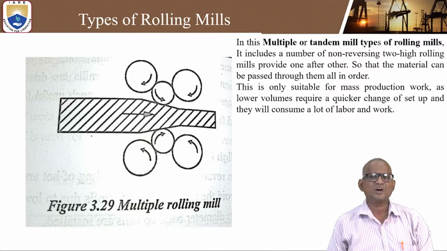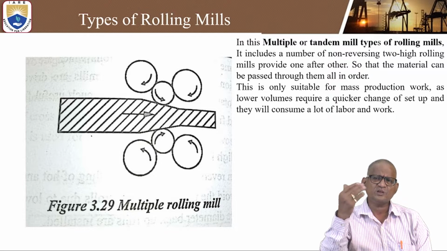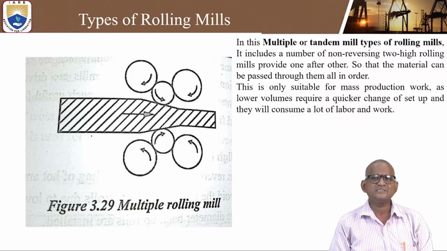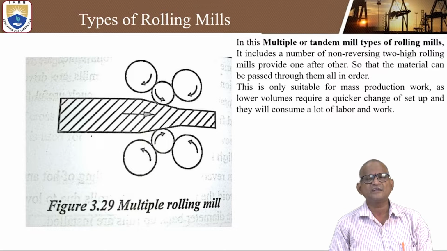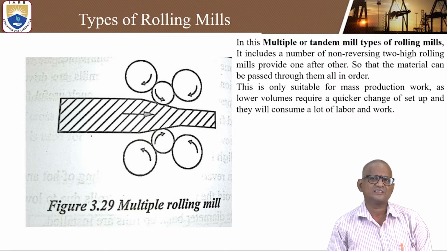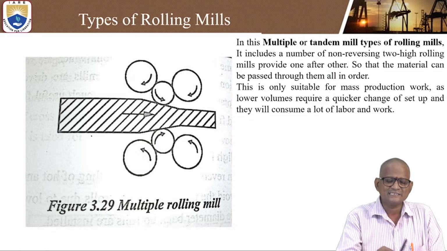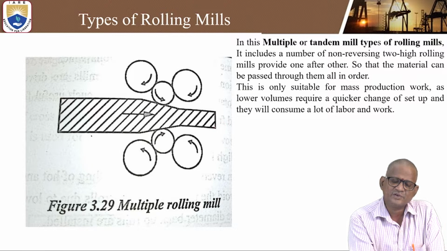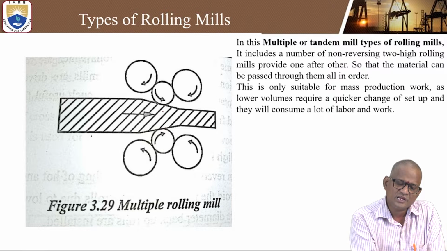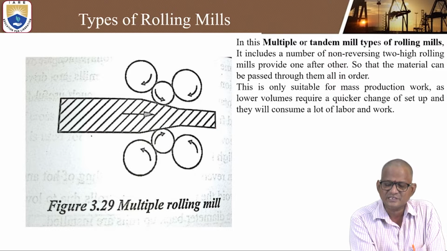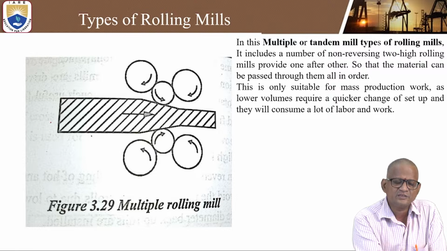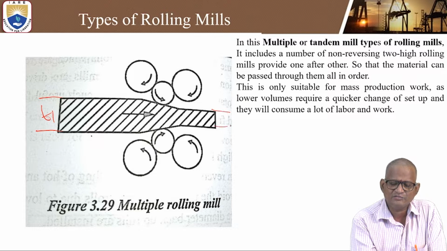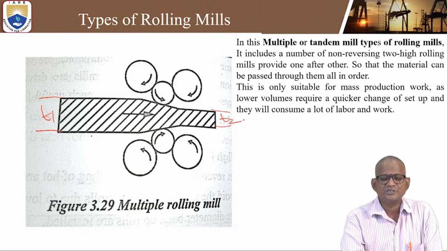If you keep on using multiple rolls, here you can see it is like a cluster. Here also some 6 rolls are there. So how can the thickness be reduced uniformly? Some thickness is reduced and some tapered. It is reduced with this thickness, and slowly here is the original thickness. This is the original thickness T1, and finally it will transform into T2.